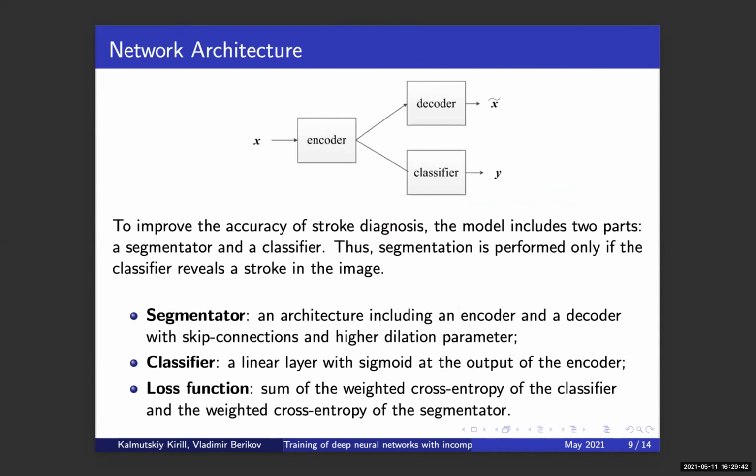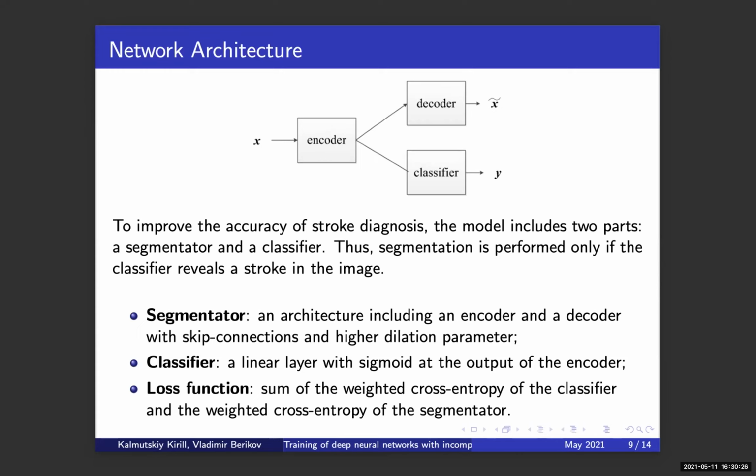So let's talk about network architecture. As I mentioned, we used some UNet-like model, which consists of encoder and decoder, but we also join another small network to the encoder layer, which is called classifier layer. This classifier model is just a few very simple layers, linear layers with ReLU and dropout. Why we use dropout, I will say later.